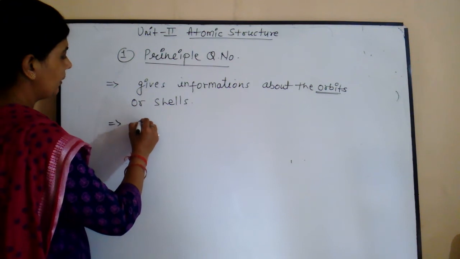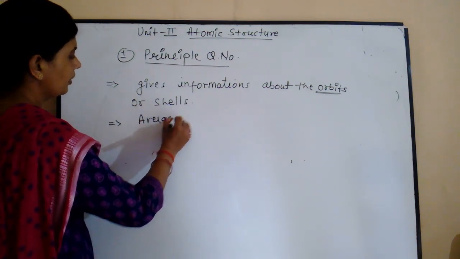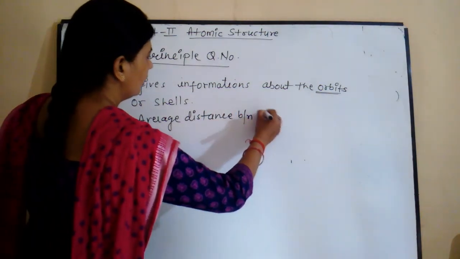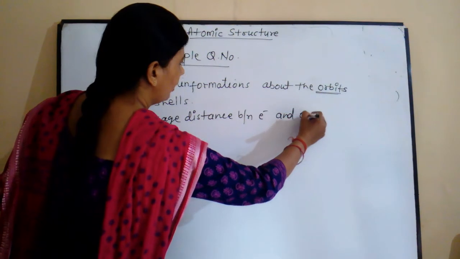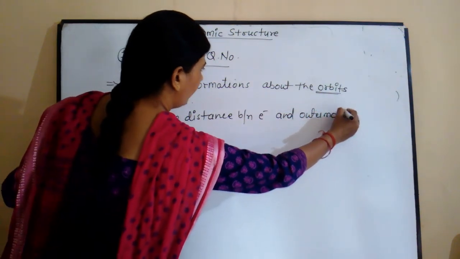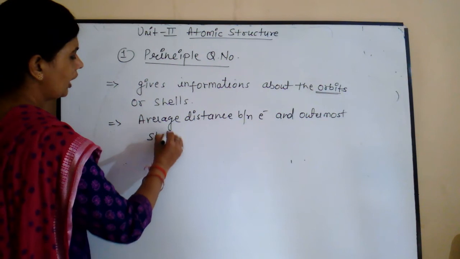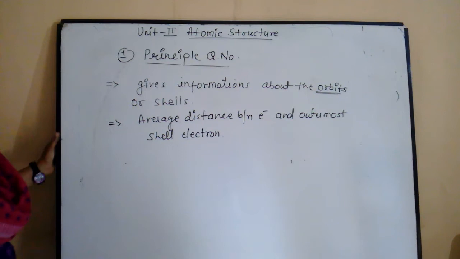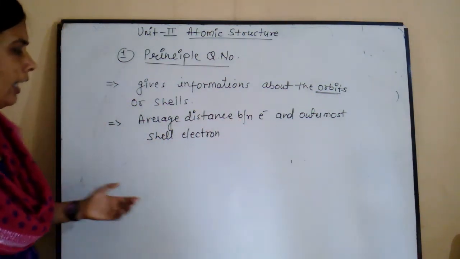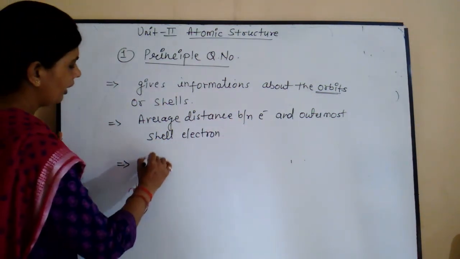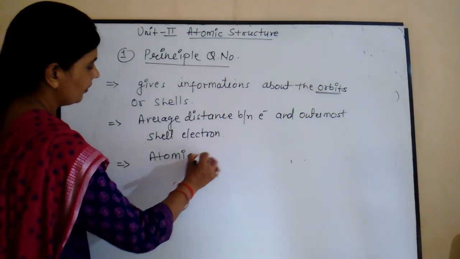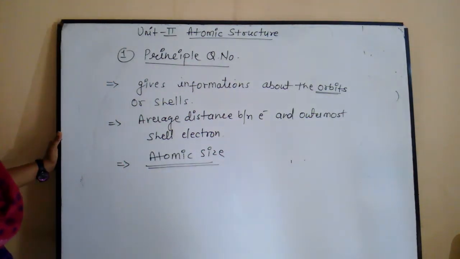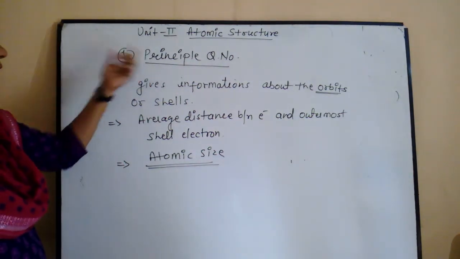Secondly, it also expresses the average distance between the electron and the outermost shell electron. That's why it gives information about the atomic size, that is the size of the atom. So this is the principal quantum number.